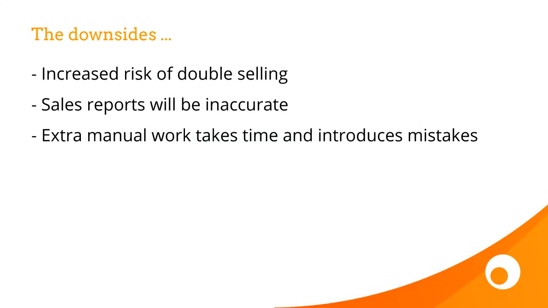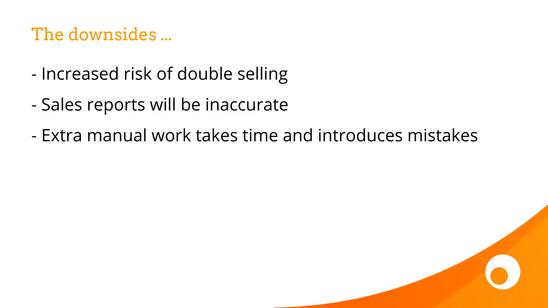So whilst this approach works, you've got an increased risk of double selling inventory because you're not actually reducing the quantity until you've manually added them to the order and then allocated. Your sales reports will be inaccurate because you're assigning a 0 price to each of the lines, and then of course the extra manual work takes time and introduces mistakes.